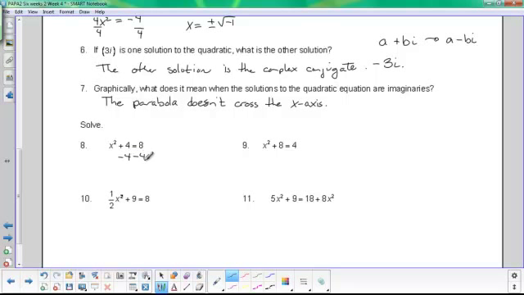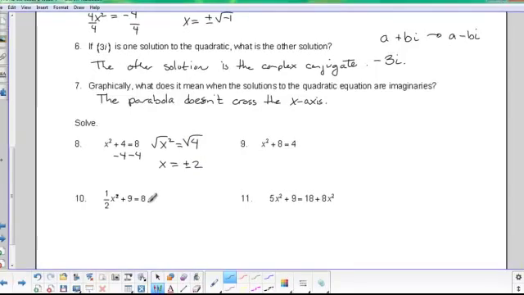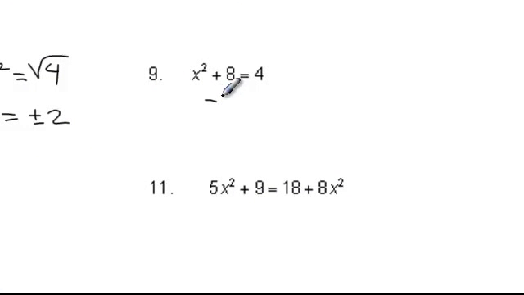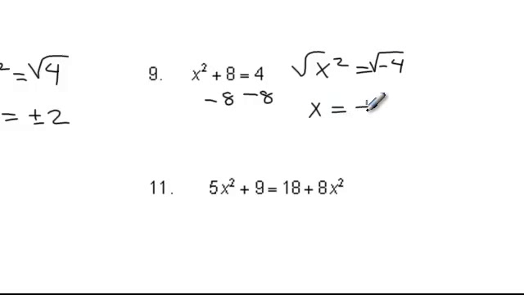Subtract 4 from both sides. x squared equals 4. Square root both sides. x equals plus or minus 2. Subtract 8 from both sides. x squared equals negative 4. Square root both sides. x equals plus or minus 2i.